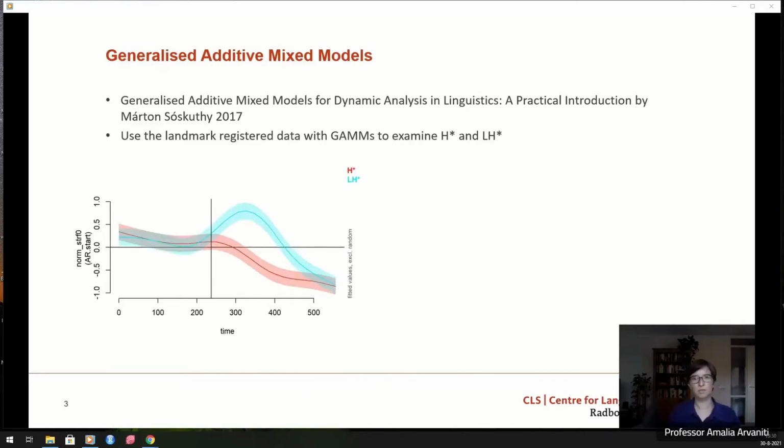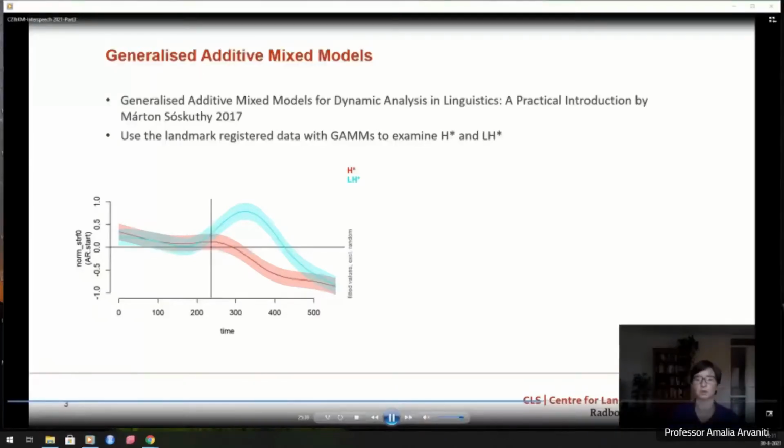Here we see the model's prediction of our H* and LH* curves. And what I would like to point out here is that these are actually very similar to the average curves that we've been seeing throughout this presentation. So this is a good sign. It means that the model is doing a good job. It's predicting the curves that we see. And here again, I labeled the landmark with the vertical line.